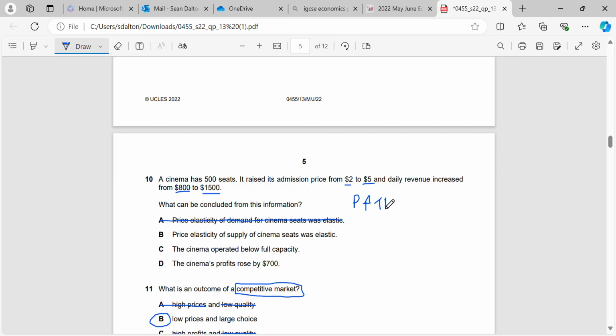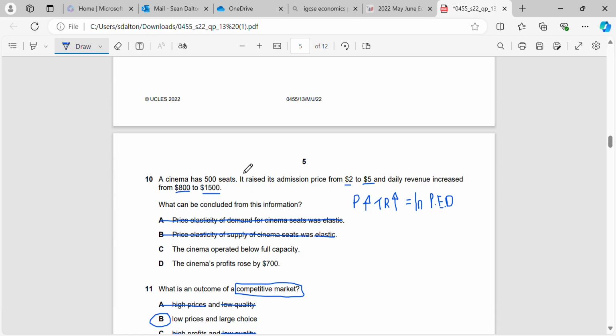So if you look back on your PED chapter, your slides and notes that are provided as well on the OneDrive, what we'll see is that when price goes up and total revenue goes up, that indicates to us that it is an inelastic PED, not an elastic. For it to be elastic, the price would have to go down and the revenue would have to go up. The price elasticity of supply of cinema seats was elastic. Okay, so we know straight away this one is wrong, right?